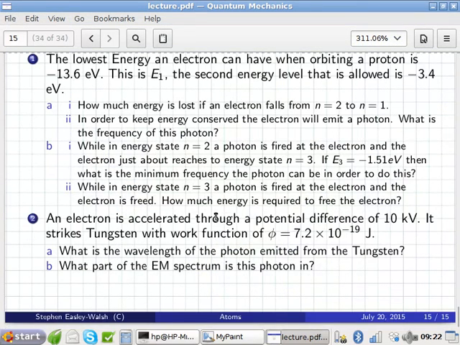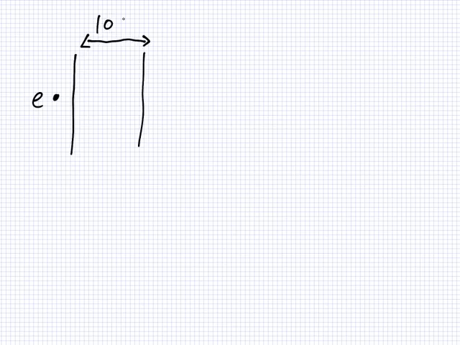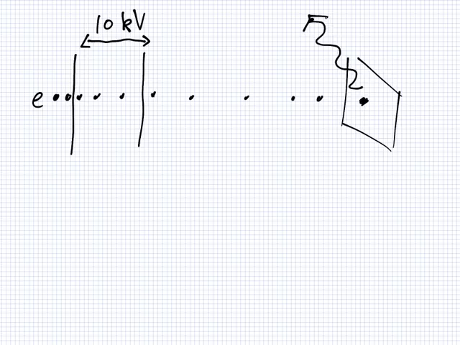An electron accelerated through a potential difference of 10 kilovolts strikes tungsten with a work function of 7.2 times 10 to the minus 19 joules. What is the wavelength of the photon emitted from the tungsten? Okay, so what you have here is an electron, and here is 10 kilovolts. When the electron enters the field, it's accelerated. Then it hits tungsten, a metal, and when it hits the metal, it releases a photon.